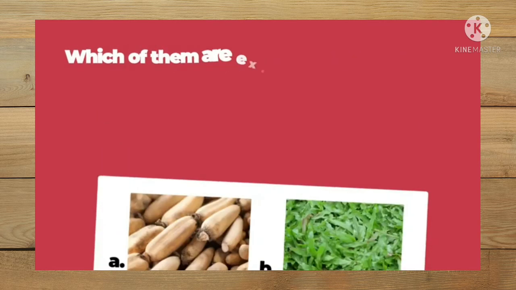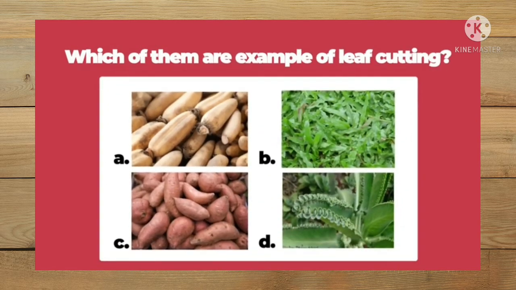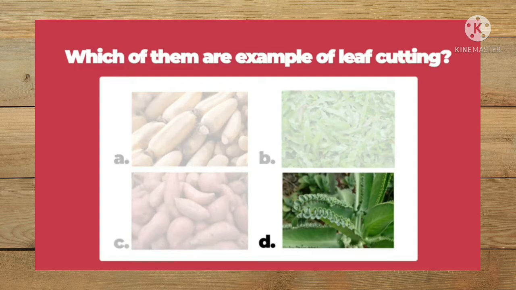Number 5. Which of them are examples of leaf cutting? A. Lettuce. B. Carabao grass. C. Sweet potato. D. Katakataka. The correct answer is letter D, Katakataka. Katakataka plant can be propagated through leaf cutting.